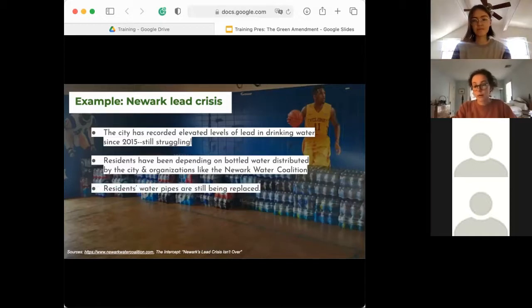So residents' water pipes are still being replaced after about 6 years. The city has given out lead filters and has been working on replacing the pipes, but while the majority of the pipes have been replaced by this point, they are still not finished. The problem is not over. The Newark Water Coalition makes sure to keep educating people, even as the city says it is all under control.